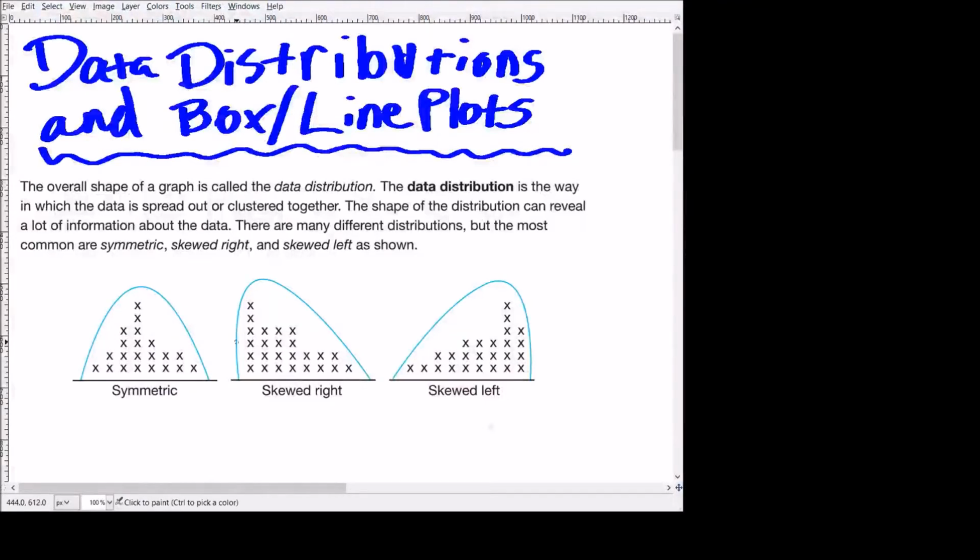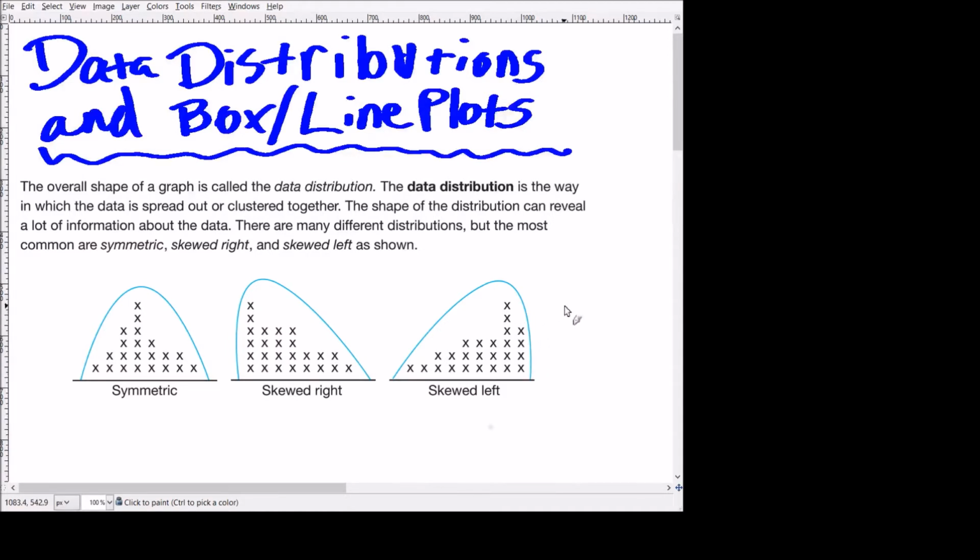Hey guys, in this video what I wanted to take a look at was the idea that we can have data distributions using box and line plots. And one of the things that you're going to see here is that overall the shape of a graph is called a data distribution when you're looking at a line plot or a box plot. And a data distribution is the way in which the data is spread out or clustered together. The shape of the distribution is basically the idea of this hill that's being formed in each of these blue lines for these different distributions.